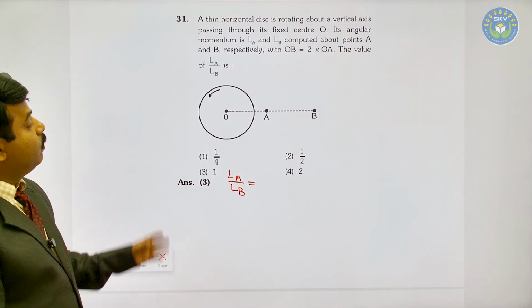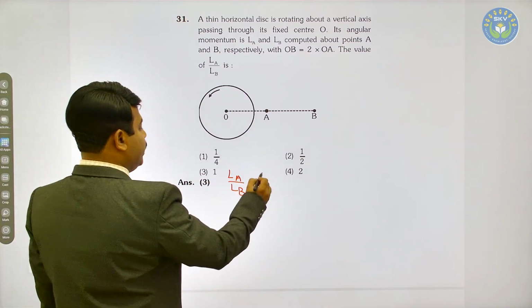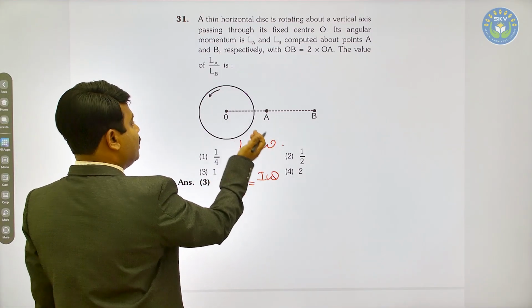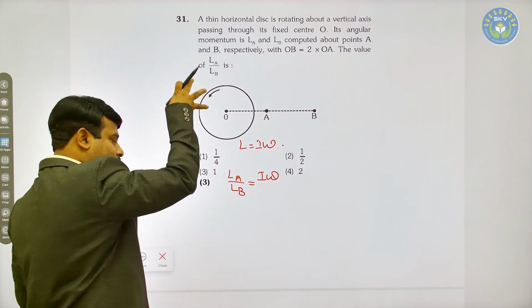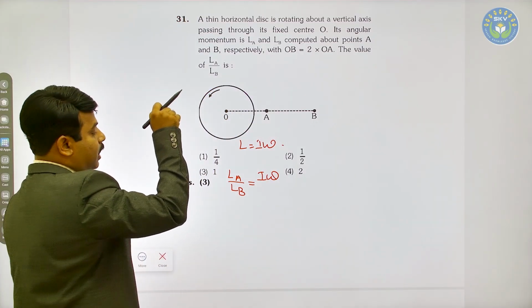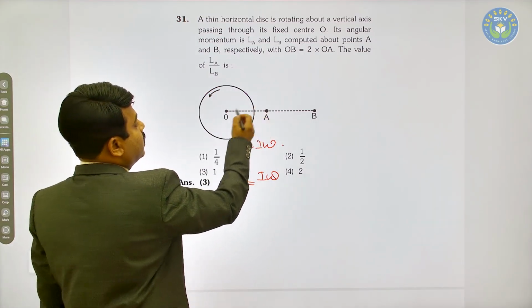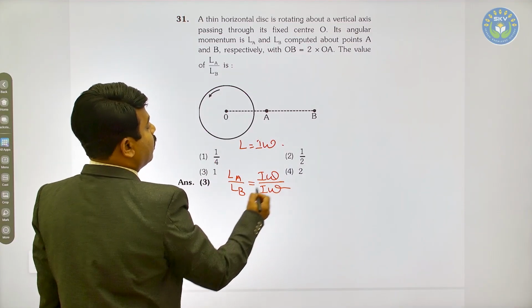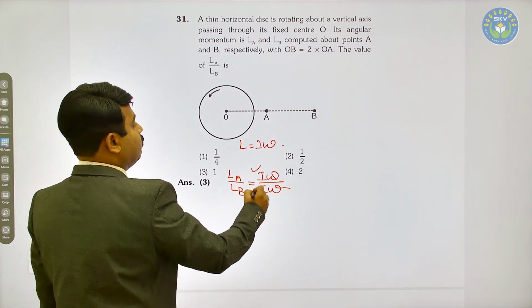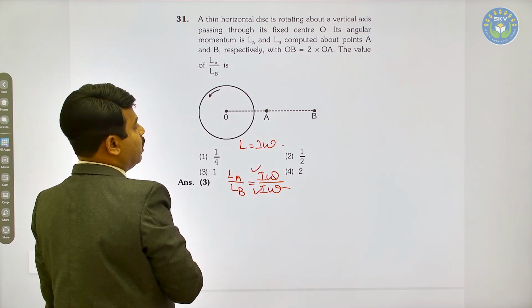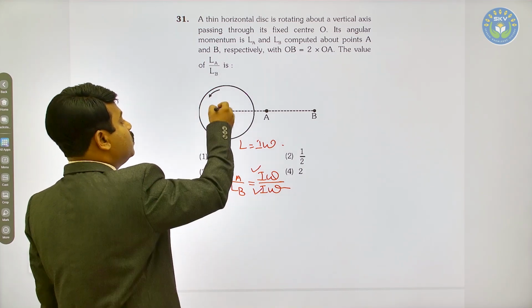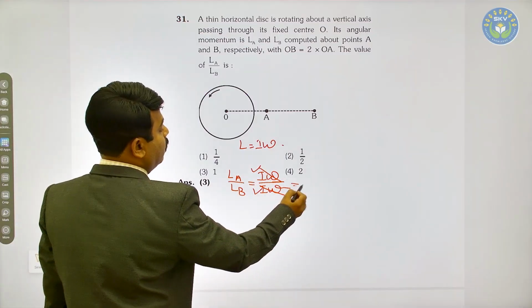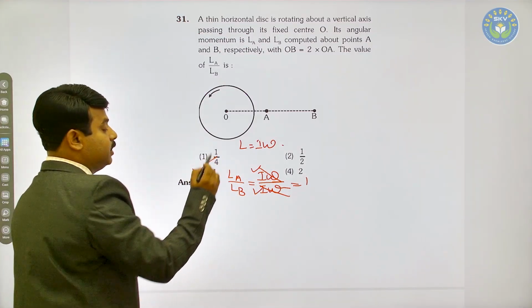That is equal to, see, what is LA? I omega only, right? Angular momentum is I omega, but it is rotating about its own axis, right? So this distance does not matter, divided by I omega. So in all the cases I is the same, this disk's moment of inertia only, and omega is fixed, it is not varying. So this ratio will always be 1. Then option 3 is correct, right?